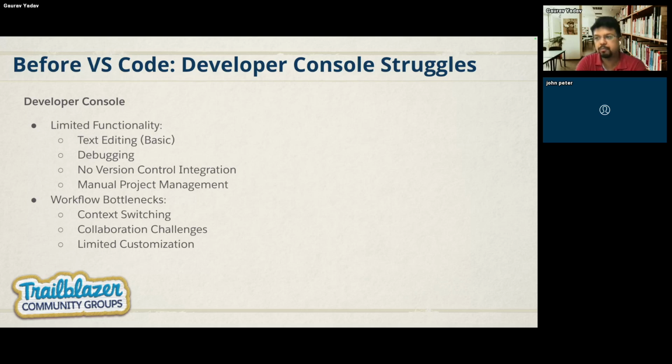And there are some bottlenecks as well. You have to do a lot of context switching. Developer console is very slow, and you have to do a lot of context switching between your Salesforce org and the developer console. There is a collaboration challenge, and there is very limited scope of customization because the developer console works on the browser.